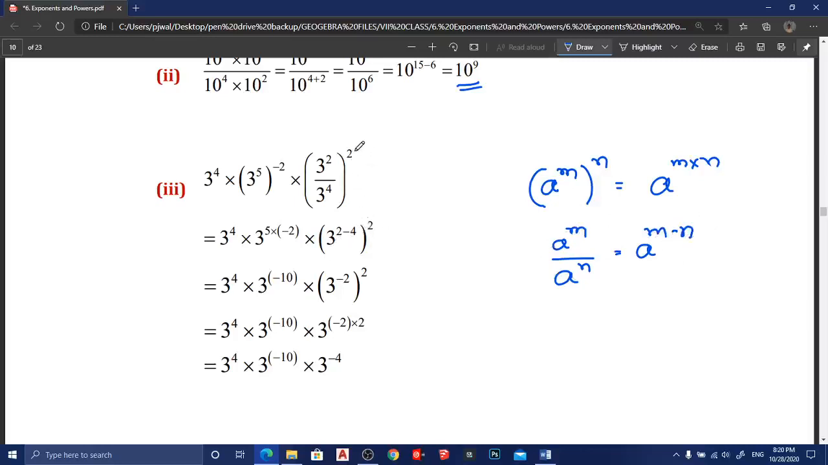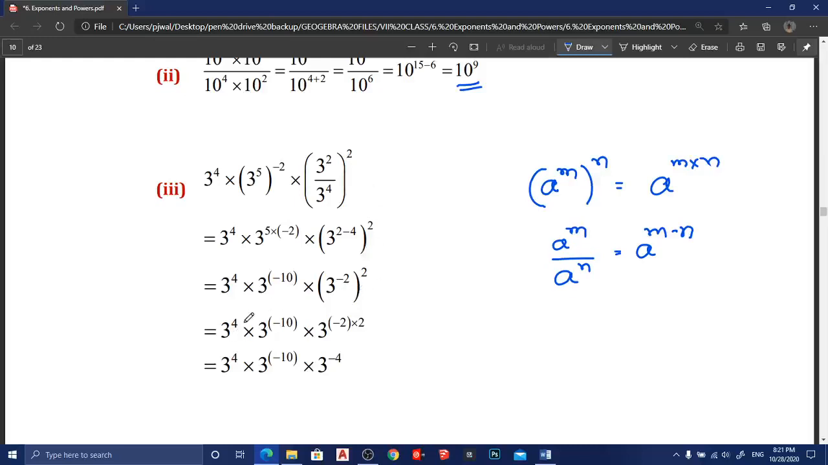So up to this fraction you can write in the form of a to the power of m minus n. Keep the power as it is, and just change the internal fraction to the simplified form, which is a to the power of m minus n, which is 2 minus 4. Here it is m, this is n. So now again 3 to the power of 4 into, by multiplying these two powers, 3 to the power of 5 into 10, but it is minus, so minus 10 you will get here, into, here it is 3 to the power of 2 minus 4 is minus 2 whole square. Already it is given in the problem.